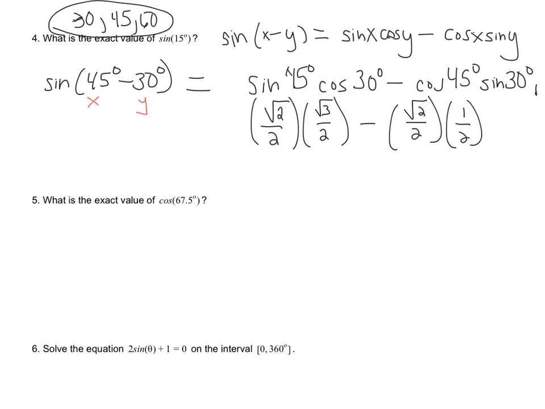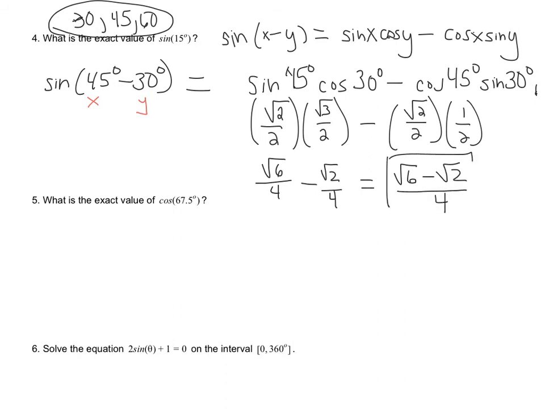So now if I multiply these across like I did in the last problem, I get square root of 6 over 4 minus the square root of 2 over 4, which I can simply write as the square root of 6 minus the square root of 2 all over 4. So the sine of 15, the exact value, is the square root of 6 minus the square root of 2 all over 4.